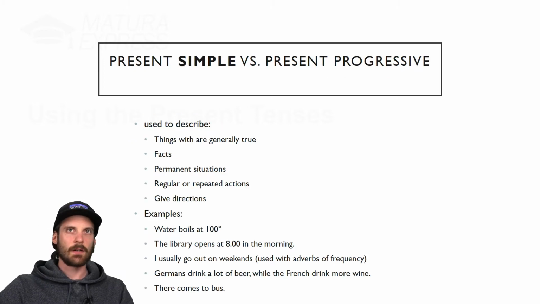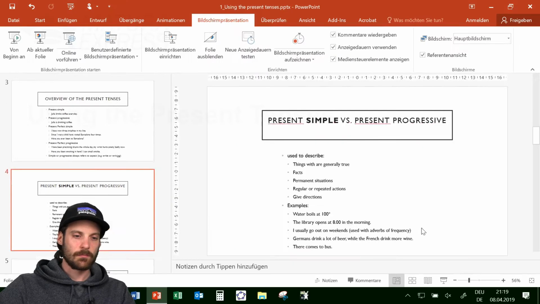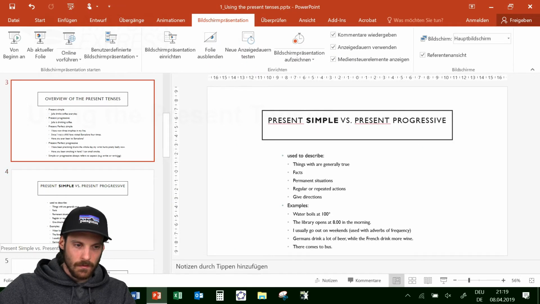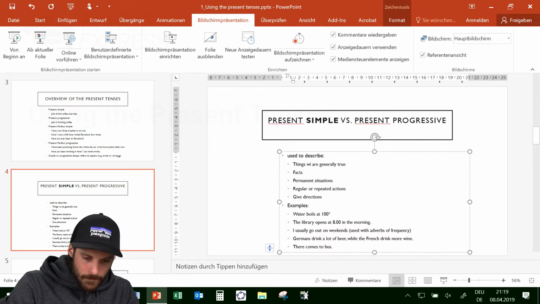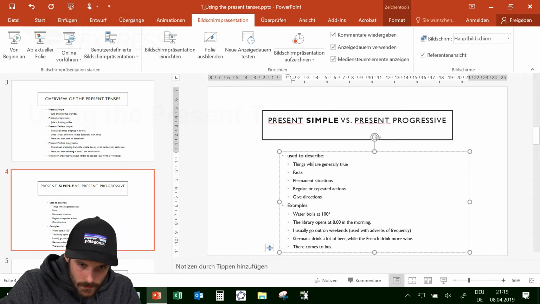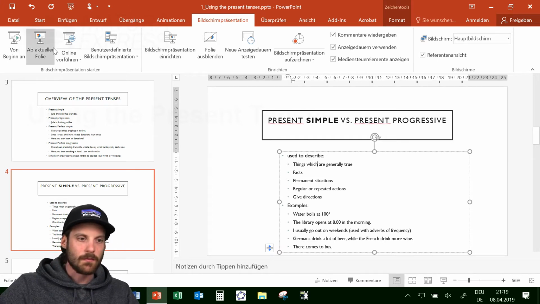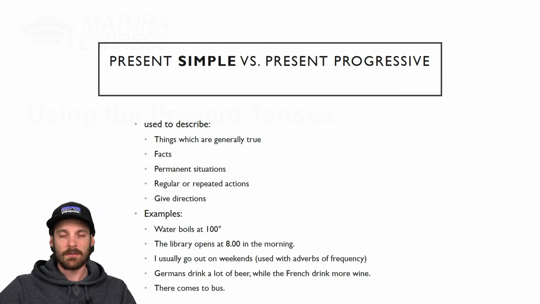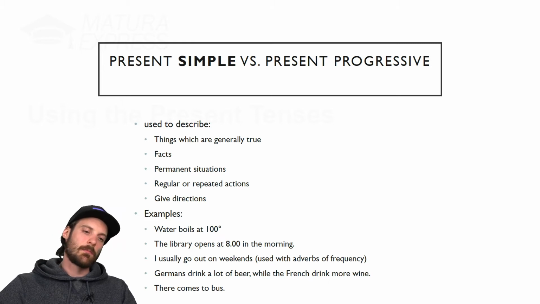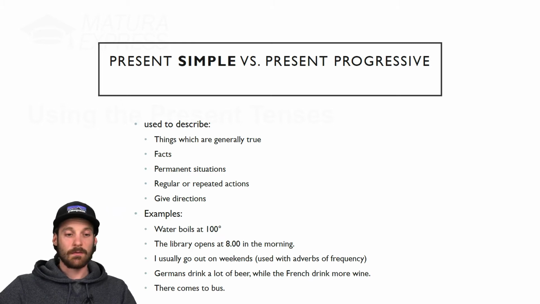So let's move on to the present simple. As I've already said, it is used to describe things which are generally true: facts, permanent situations, regular or repeated actions. It's also used to give directions.